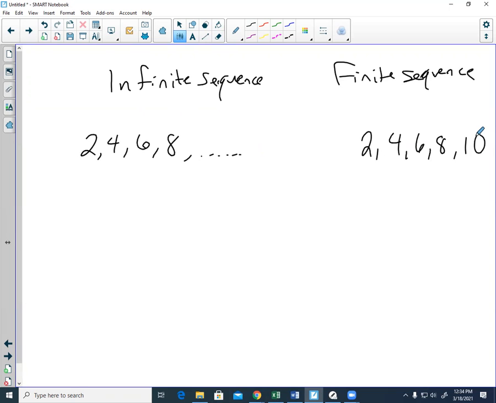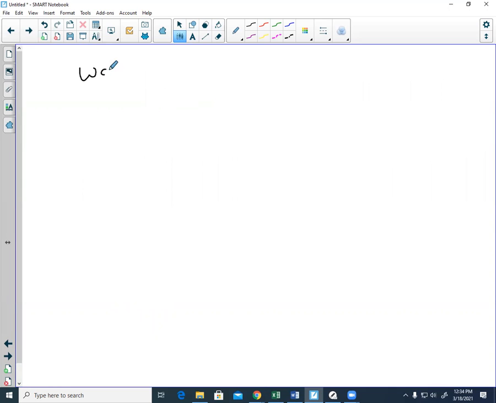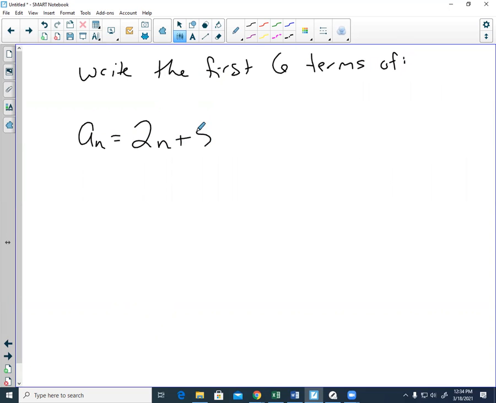Okay. So one of the things that you're going to be asked to do a lot of, because it's the intro to sequences and series, is they might ask you something like write the first 6 terms of, and then they'll give you a function. And the function is going to be in terms of n. So in this one, they would tell you something like a_n is equal to 2n plus 5.